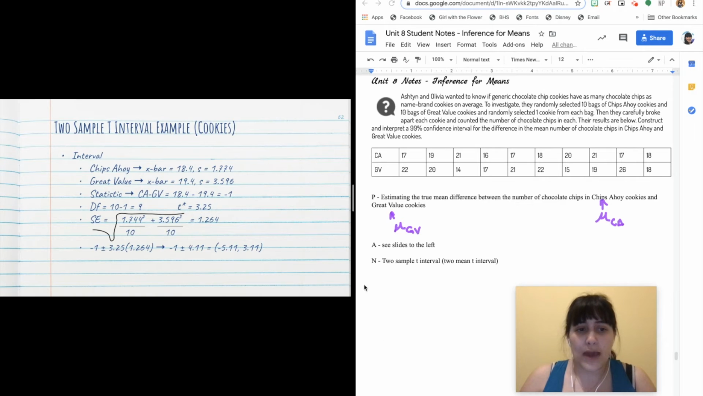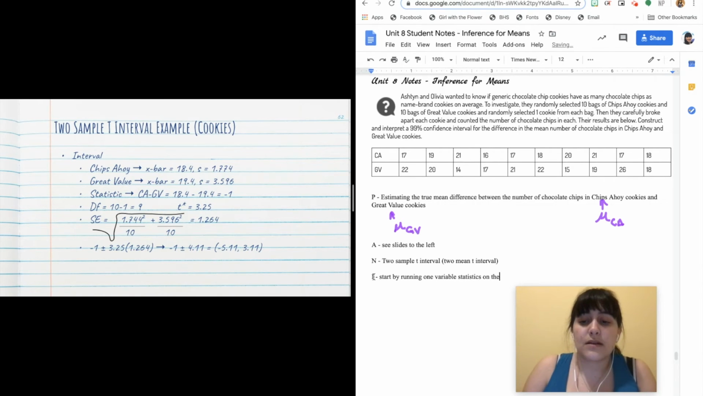All right. Okay. So here, remember, I did not give you the statistics for this. You have to get those by running one variable statistics on your calculator. So once you get to the I step, start by running one variable statistics on each data set. Or you can run two variable statistics if you only want to do it once. Okay, so I'm going to show you what that looks like.